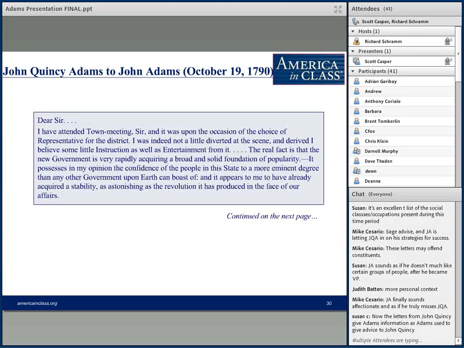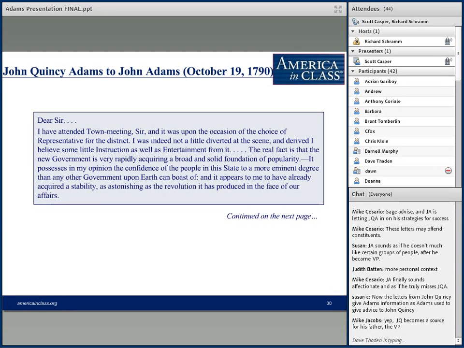And then John Quincy actually goes to a town meeting and reports to his father on what he has seen. "Dear sir, I have attended town meeting, sir, and it was upon the occasion of the choice of representative for the district. I was indeed not a little diverted at the scene, and derived, I believe, some little instruction as well as entertainment from it.